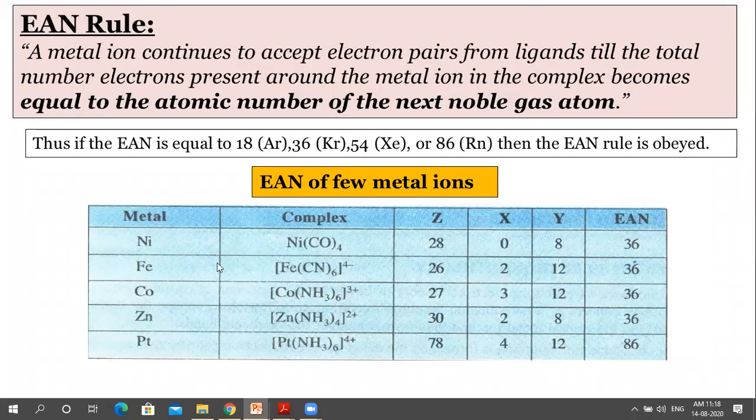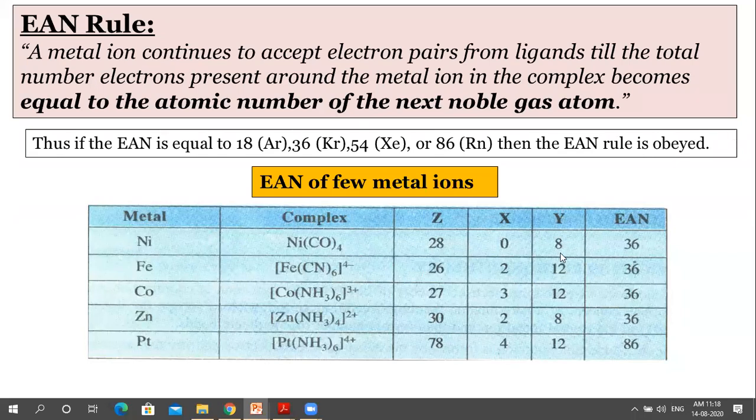See, in this nickel, the atomic number Z is 28, and X is nothing but the electron pairs lost when the nickel forms Ni2+ or Ni3+ or Ni0. So here it is Ni0, so X is 0, because nickel didn't lose any electron for the formation of ion. Y indicates 8. Why is this 8? Because there are 4 carbonyl ligands. One ligand donates 2 electrons, so the total number of electrons is 8.